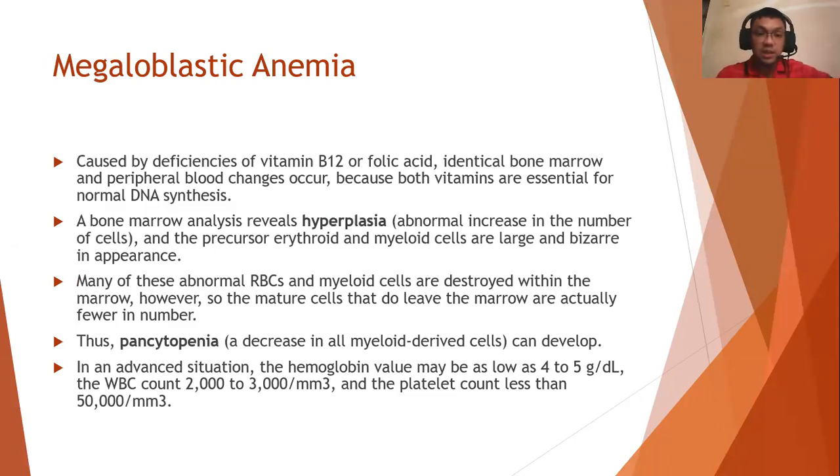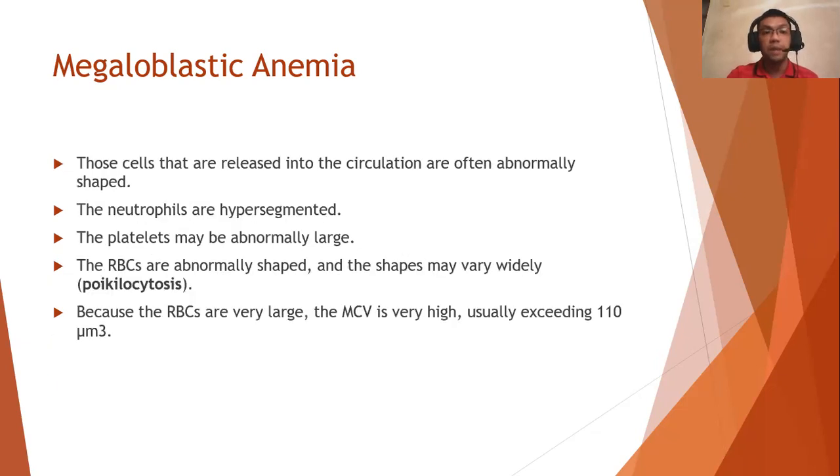Many of these abnormal RBCs and myeloid cells are destroyed within the marrow. However, the mature cells do not leave the marrow. They will appear fewer in number. Thus, pancytopenia will occur, which is a decrease in all myeloid-derived cells. I've already mentioned what pancytopenia is earlier. In advanced situations of this disease, the hemoglobin value may be as low as 4.5 grams per deciliter. WBC count will be 2,000 to 3,000 cells per cubic millimeter, and platelet count is less than 50,000 per cubic millimeter. Those cells that are released into the circulation appear abnormally shaped.